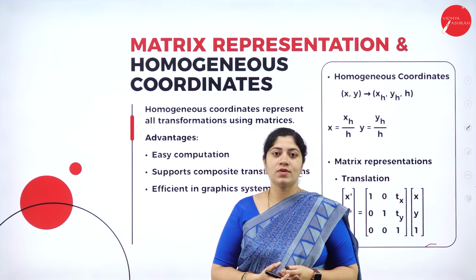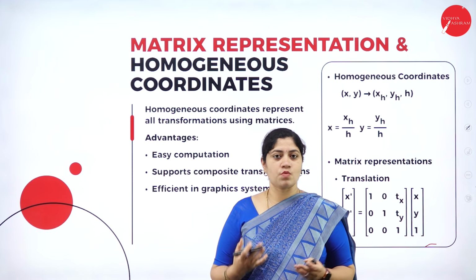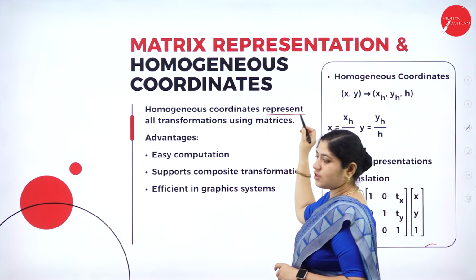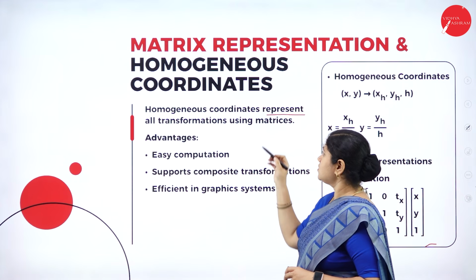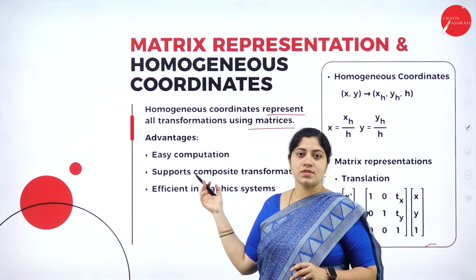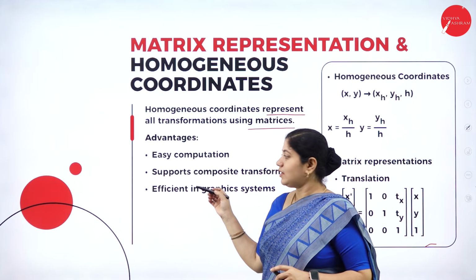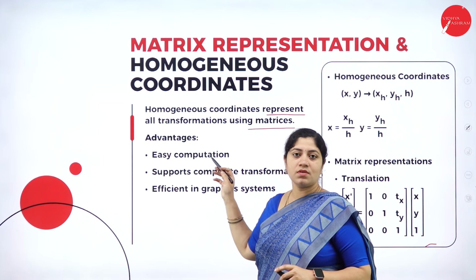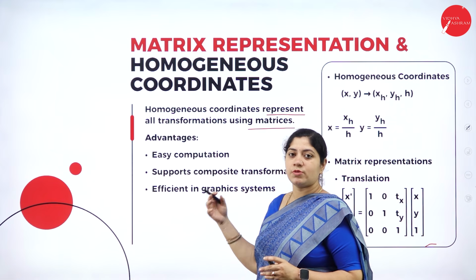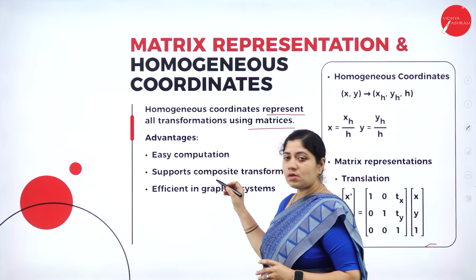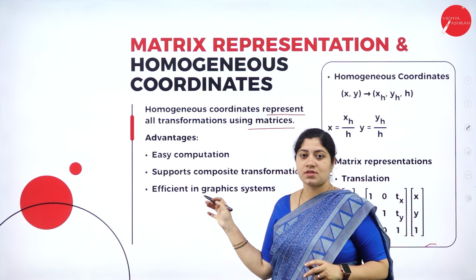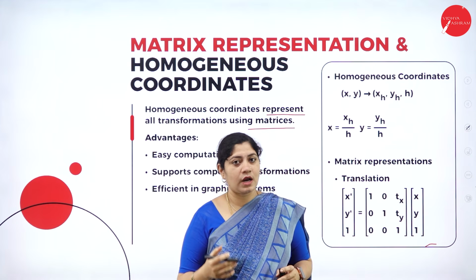All right, let's go with homogeneous coordinates. That's with respect to matrix representation. Now let's understand what a homogeneous coordinate is. It is used to represent all transformations using matrices only. The various advantages of matrices are: the first advantage is that it's easy for computation, as they only use matrices, the computation becomes easier. Next, it supports composite transformations and it is efficient in graphic systems. So these are the basic advantages.